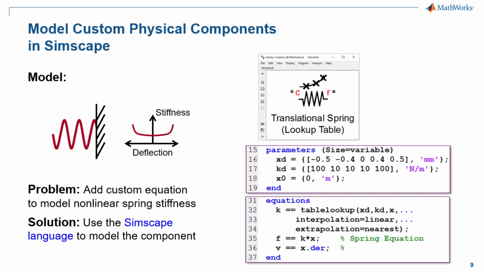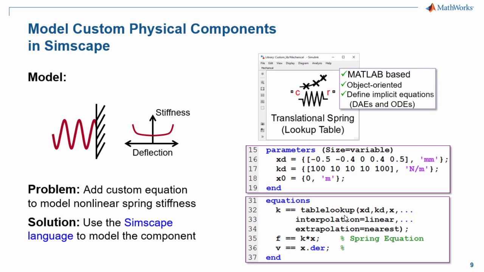Here is a portion of the Simscape language source code, and you can see we have defined the stiffness using a lookup table. In looking at the code, we will see that the Simscape language is MATLAB based, it's object-oriented for reuse, and can be used to define implicit equations, DAEs and ODEs.